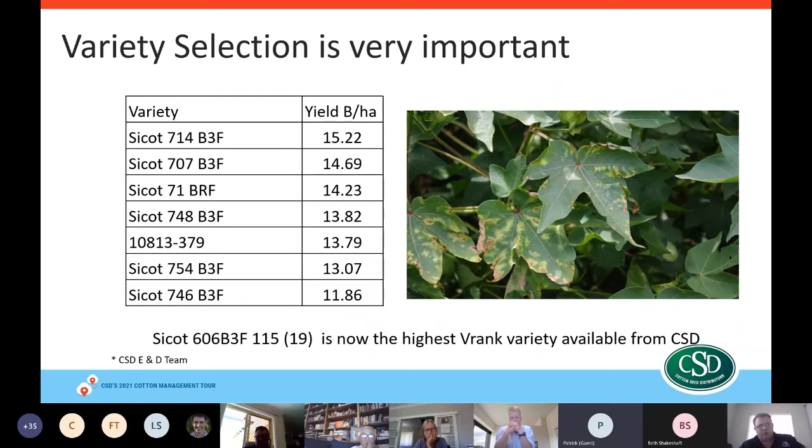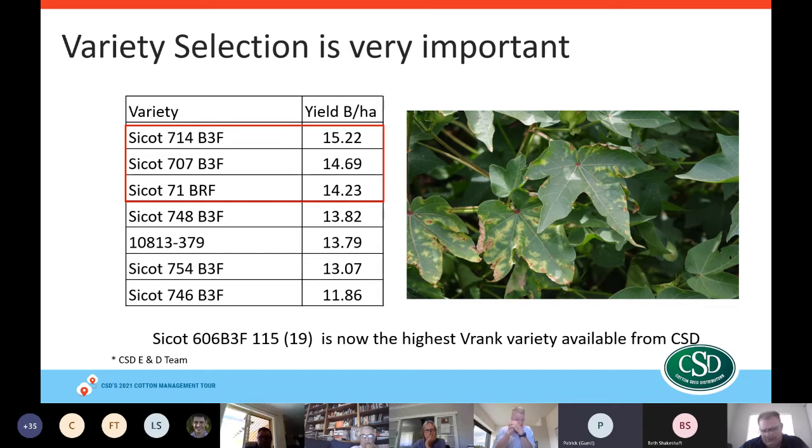So it is very, very important in terms of variety selection, and typically what we see is that in medium to heavy soils of the disease, we certainly see the most resistant or tolerant varieties go to the top in terms of bales per hectare. Certainly 714, 707 and obviously Psychot 771 BRF, which are not around these days, but certainly in those trials they did stand out when we had heavy disease.